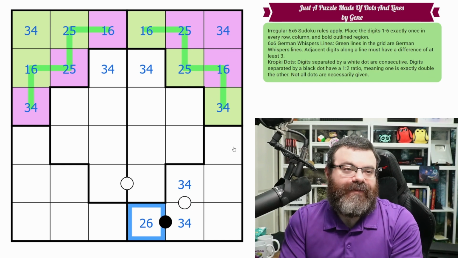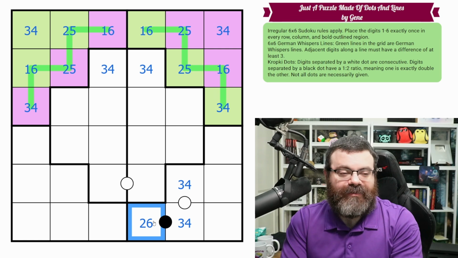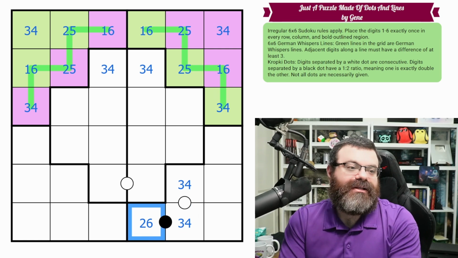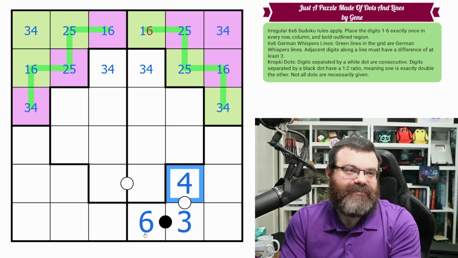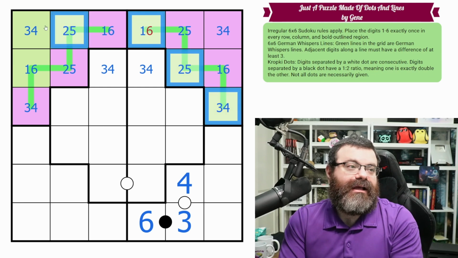But notice 2 is not available up here. We need it to be 3-4, 1-6. This is the 1-6, but it can't be 1 because it doesn't work on the black dot. So this has to be 6, 3, and 4. And that 6 tells us that green is low.